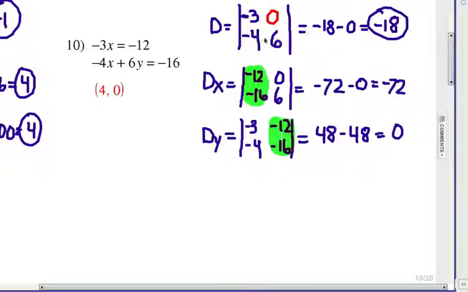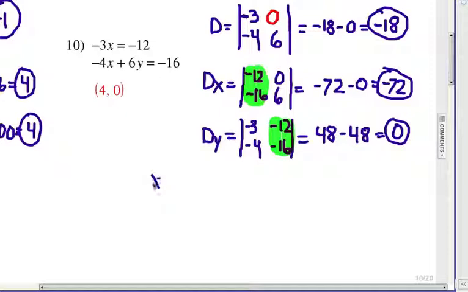Hope you got that. Now the determinant of the x coefficients here, substitute the x coefficients for the constant numbers. So it looks like this. We're going to cross multiply and get negative 72, take away 0, negative 72. And the determinant of the y's, the x coefficients, of course, stay the same. Now the y ones are substituted by the constants. And that gives us 48, take away 48, which is 0.